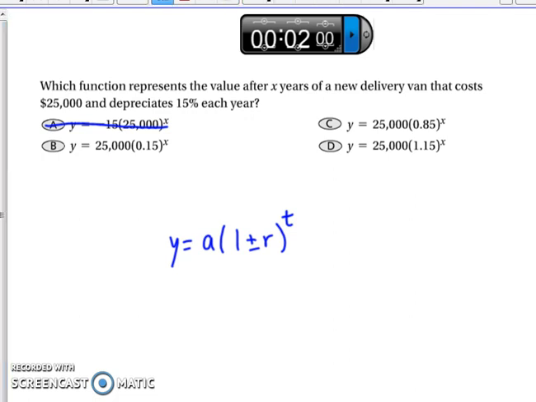And so for B, we have that 0.15 goes inside the parentheses, but we know that it depreciates 15%, so the r is going to be the 0.15, but then we don't have a 1 plus or minus it, so B won't work out. And then for C, we have the 0.85. That means that that must have been 1 minus r. And for the 1.15, that must have been 1 plus r. And since it's depreciation, that means that we're using the decay model, and then we're going to use the 1 minus r. So then C would be our answer.